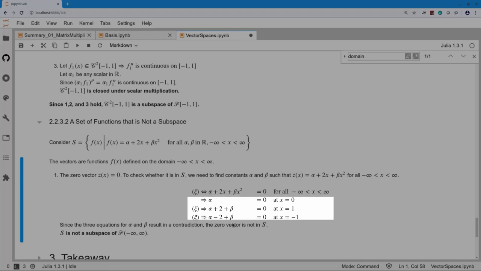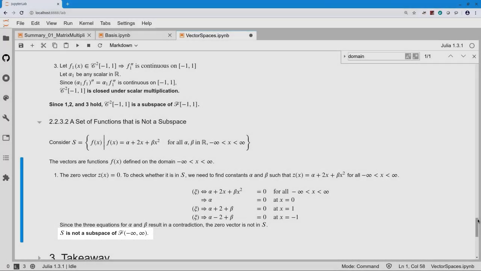And when I try and solve this system of equations, well, this one ends up reading beta equals minus 2. This one is beta is equal to plus 2. That's a contradiction. There is no solution, and therefore the zero vector is not in S. And since it's not in S, S is not a subspace of the set of functions.